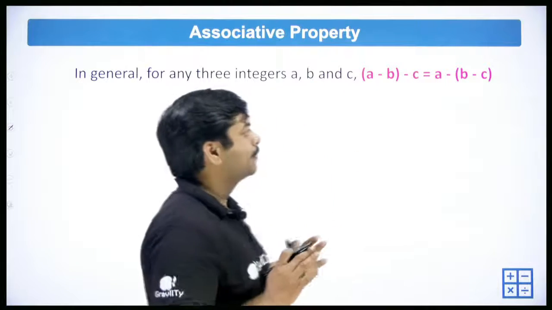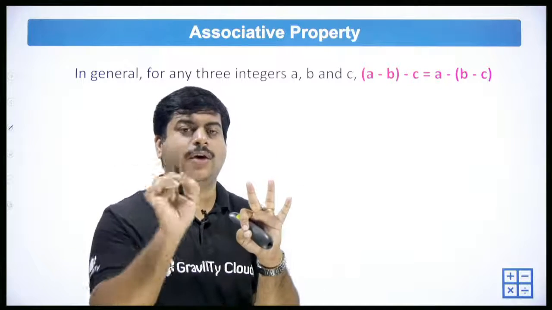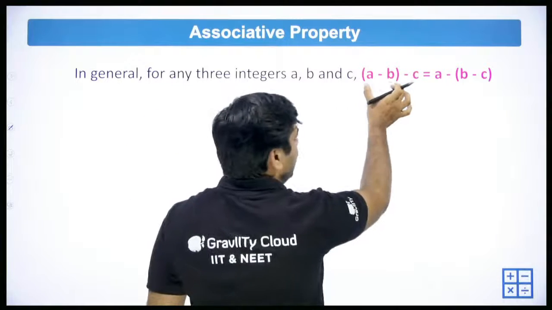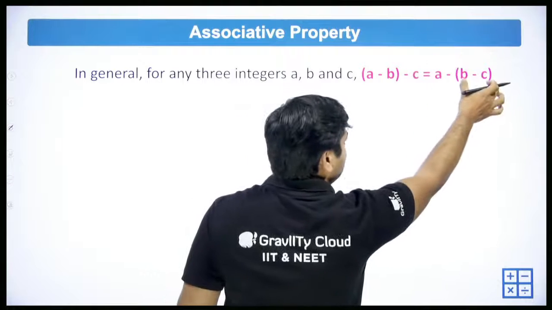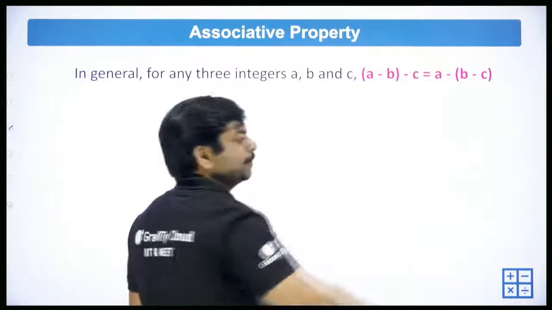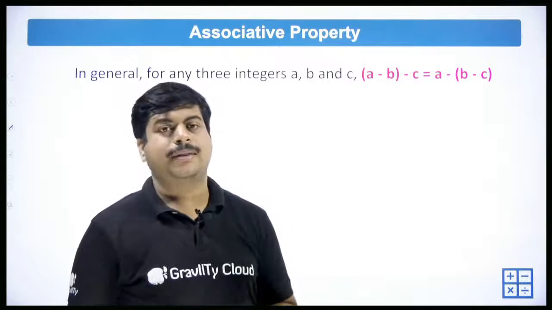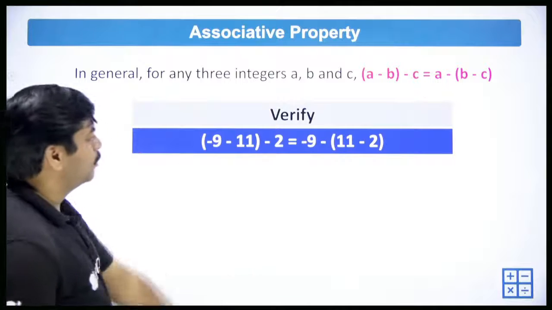What are we going to do here? We have three numbers A, B, C. We are trying to find the difference of one another. So first we will try to find A minus B, and then we'll try to find the difference with C, or find B minus C and find the difference with A. So the point is whether these two will be equal or not, that we need to verify. Let me try to take the same example with all the negatives.